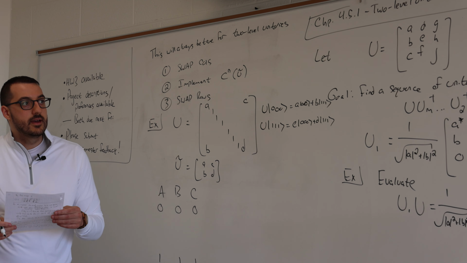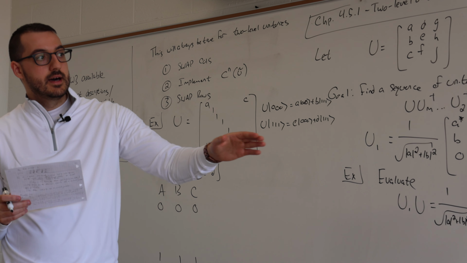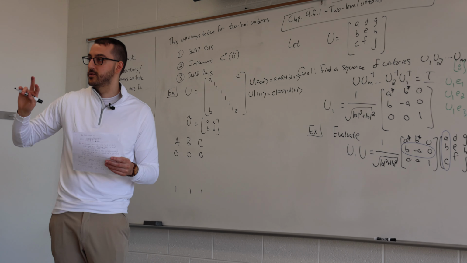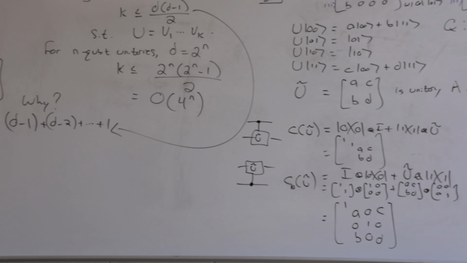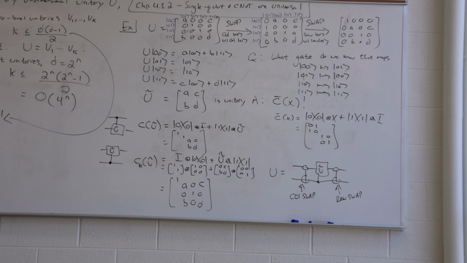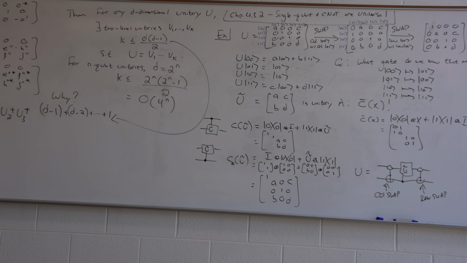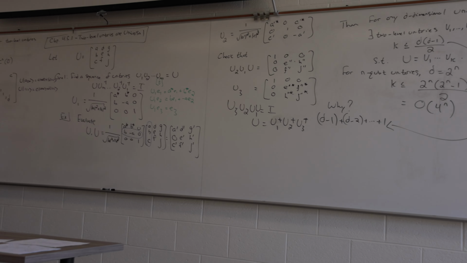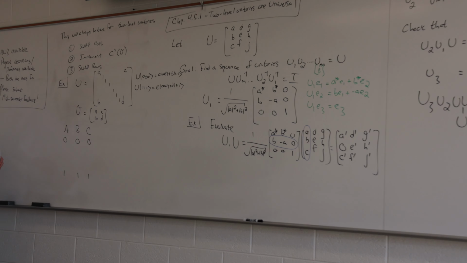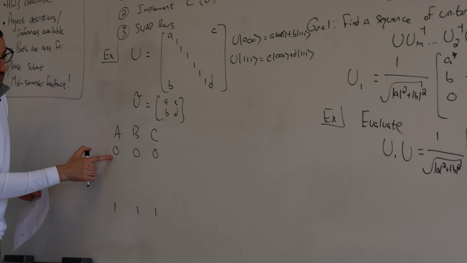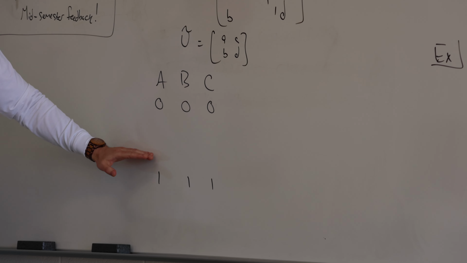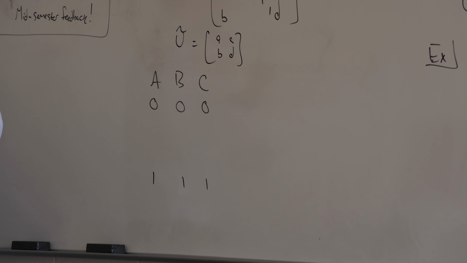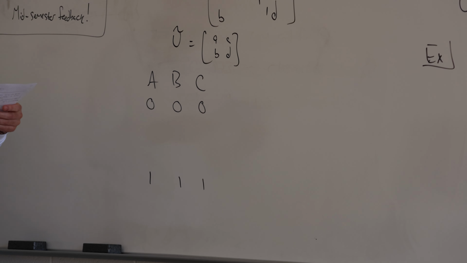In the same way that this anti-controlled NOT swapped 2 of the columns, a general multi-controlled NOT will also swap 2 of the columns. And those 2 columns will differ in exactly 1 bit. So it's convenient to find a path from the starting point, 0, 0, 0, to the ending point, where the intermediate steps only differ by 1 bit. Okay? So I'll write down an example of that.